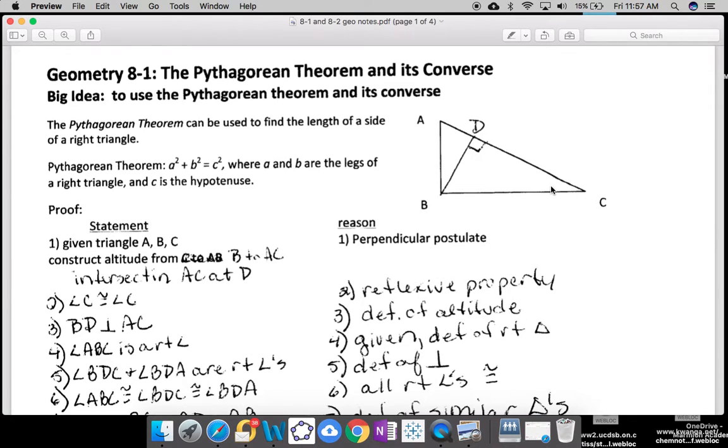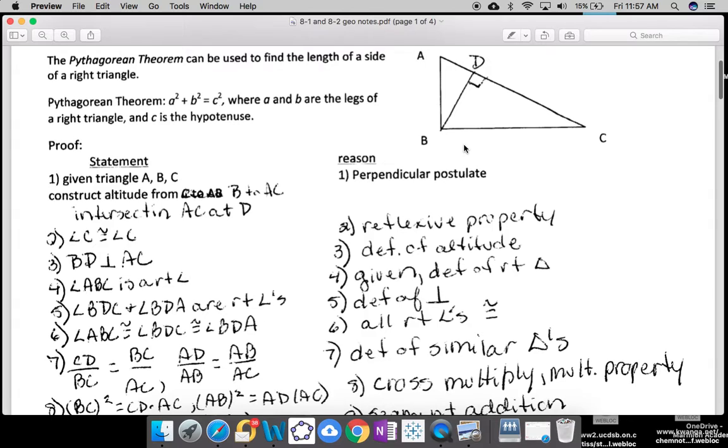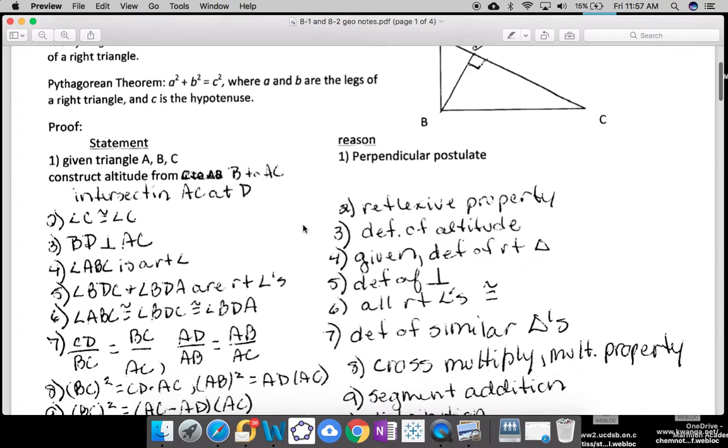We know C is congruent to itself. Altitudes are perpendicular, which make right angles, and from last chapter we were able to show we have three similar triangles, ABC, BDC, and the small one ADB. So we go through the initial steps to show that.